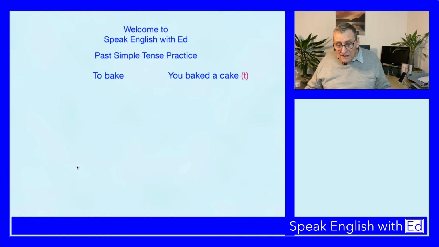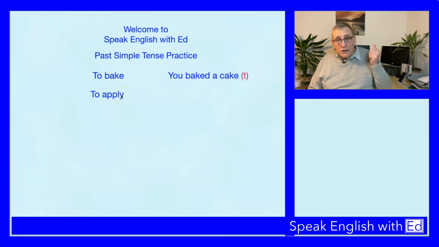It's baked, ed ending, and it ends with a T sound. Baked, baked. Okay? So next one, to apply. Now again, look at the last letters. Look at these last three letters. Now the ending letter is a Y.